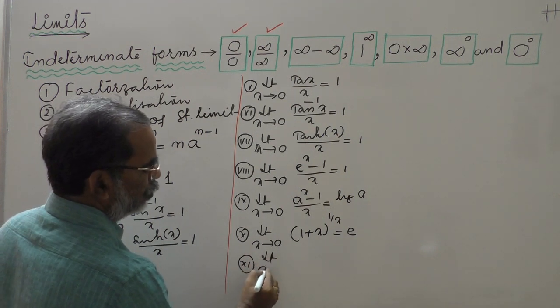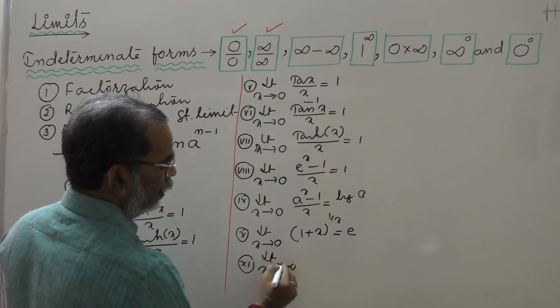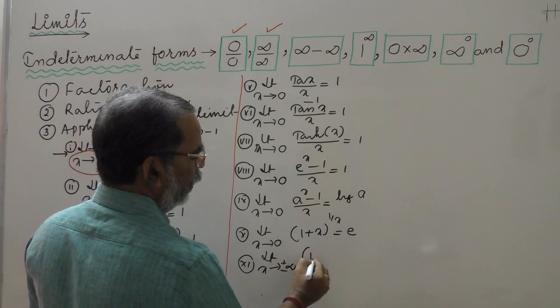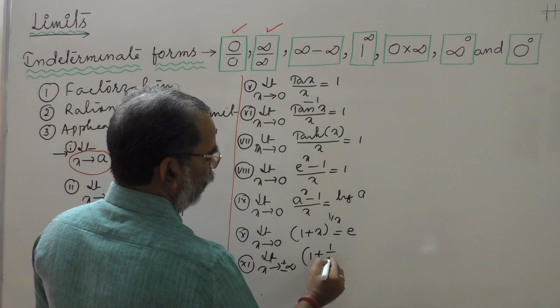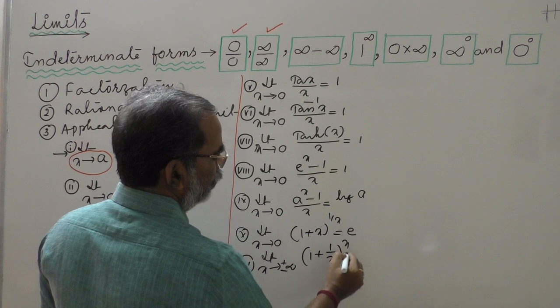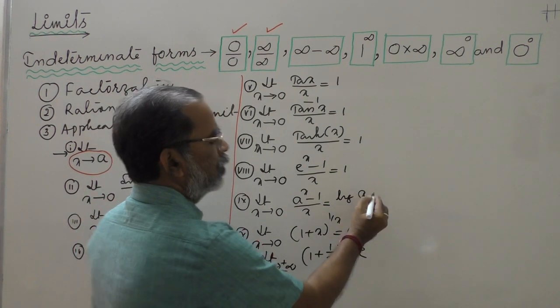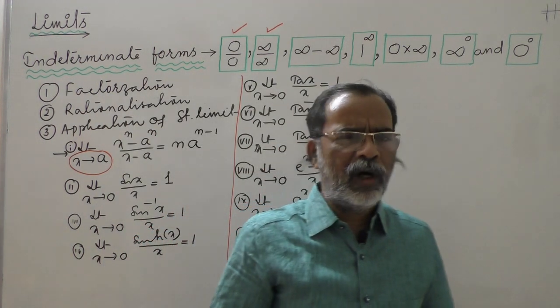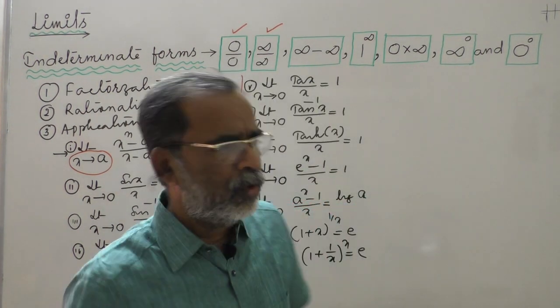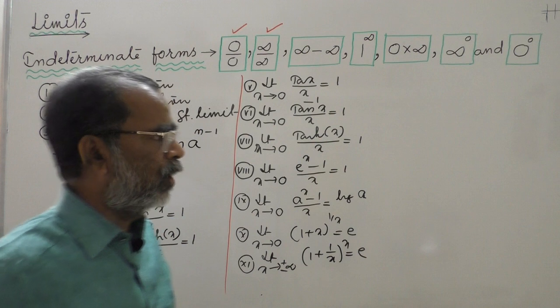Next, number 11: limit x tends to plus infinity or minus infinity, (1 plus 1 by x) whole power x. This is also e. So these are standard limits. They are all available in almost all the textbooks. So you go through these formulas.